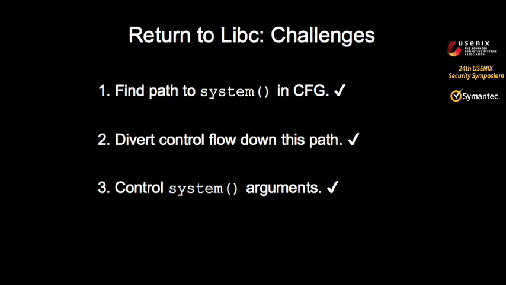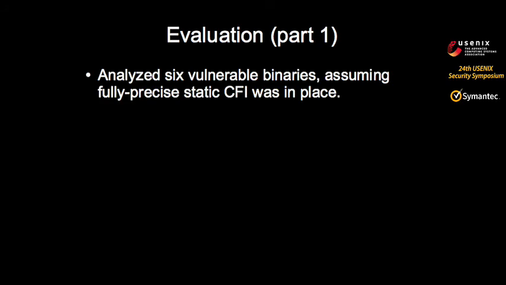So what does this mean in practice? Well, what we did is we looked at 6 real-world binaries, where we assumed that we had this strong CFI policy with no shadow stack in place. They're vulnerable binaries, so some vulnerability exists that has been disclosed, and what we did is we looked at how can we attack them? Can we recreate attacks assuming that fully precise static CFI in the strong sense existed?